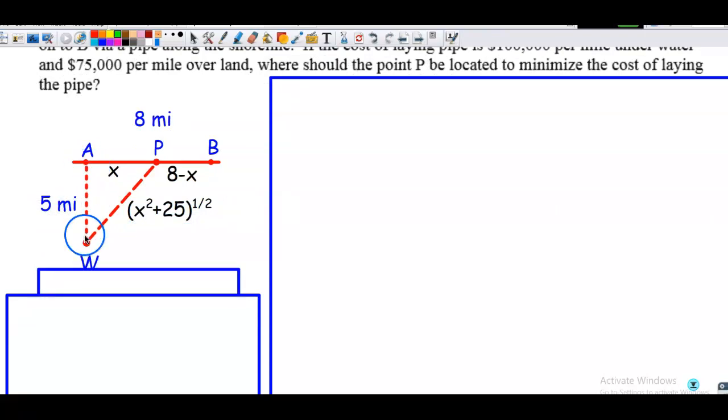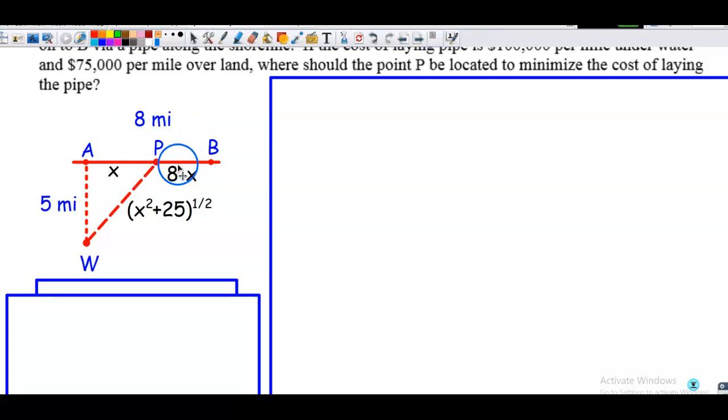So this is the shoreline. Point A is where we're going to pump the oil directly to. Point B, I'm sorry, that's not where we're pumping directly to. Point A is the distance that the oil well is from the shore, which is 5 miles. Where we want to get the oil to is point B, which is 8 miles away from point A.